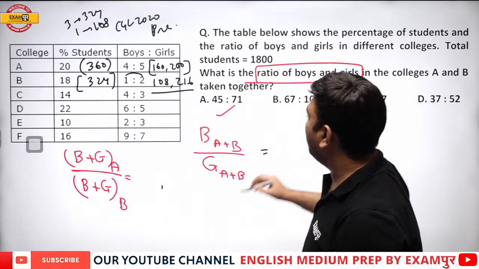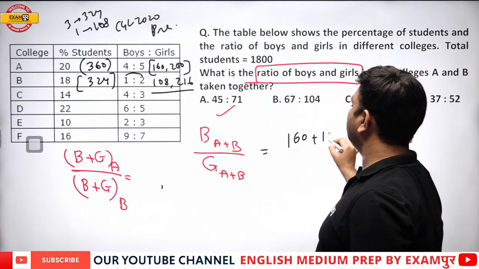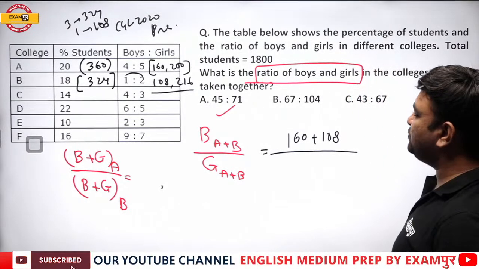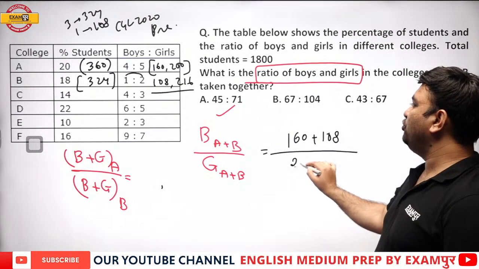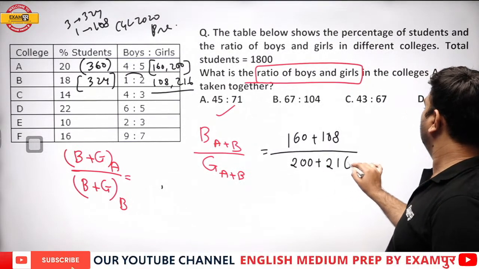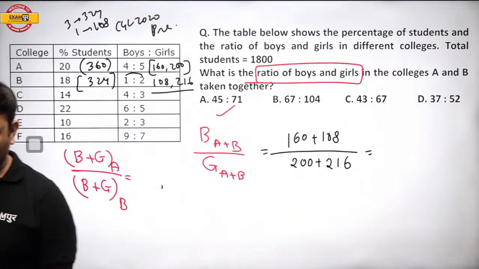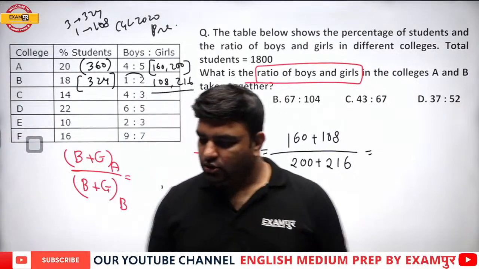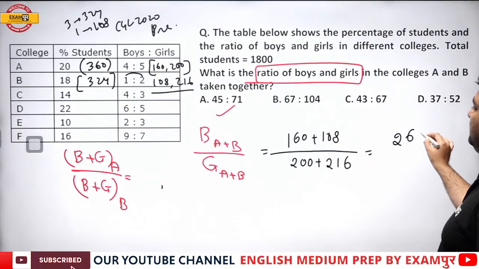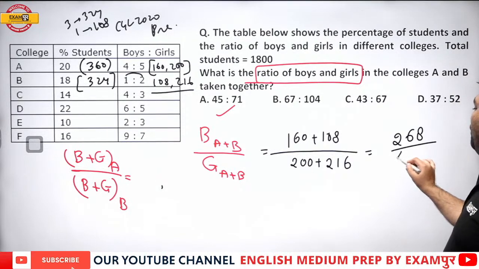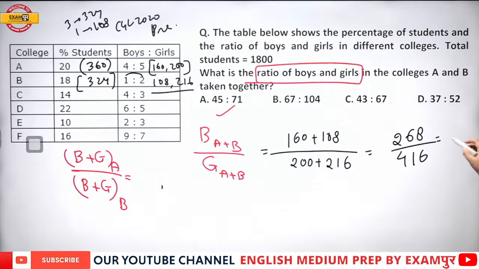So boys in A plus B are 160 plus 108, and girls in A plus B are 200 and 216. So 268 upon 416. Simplify by 4. 4 6 ja 24. 4 7 ja 28. 4 1 ja 4. 4 4 ja 16.